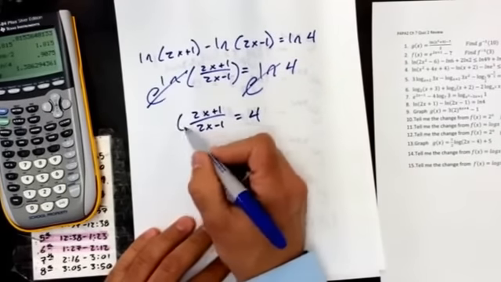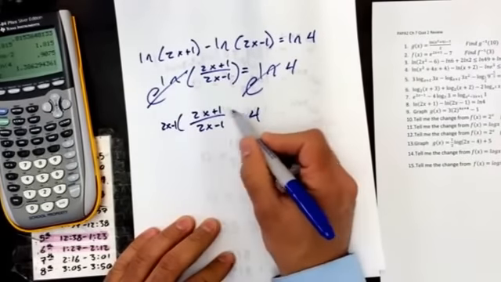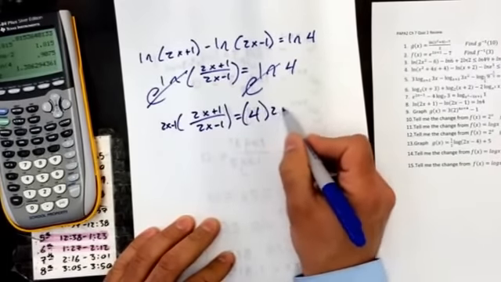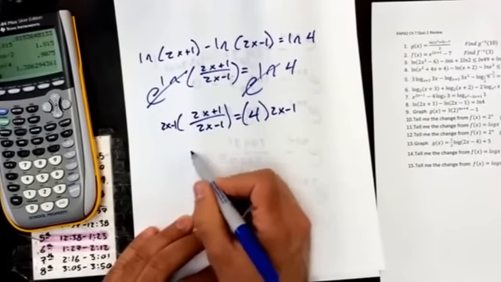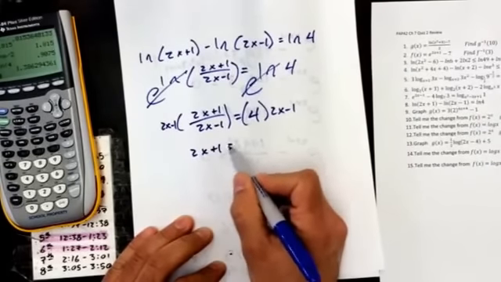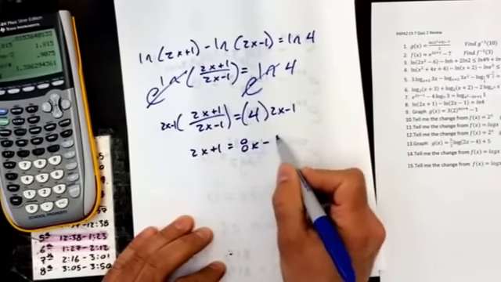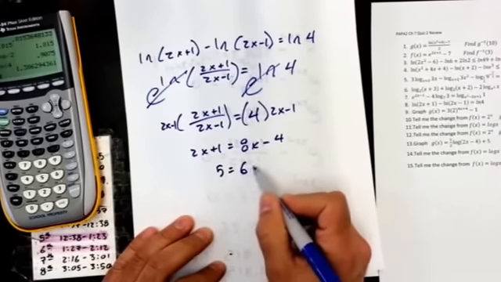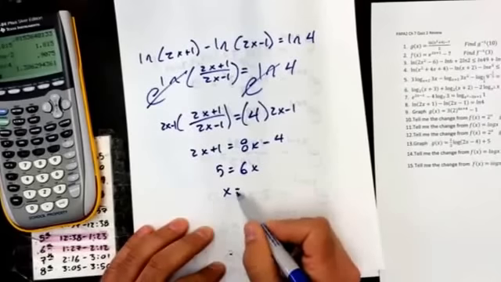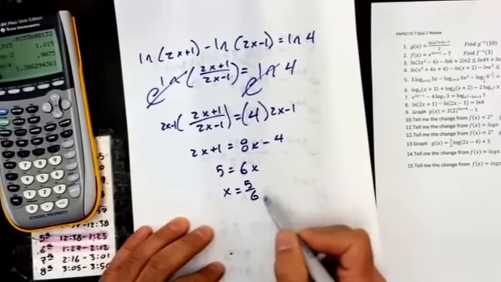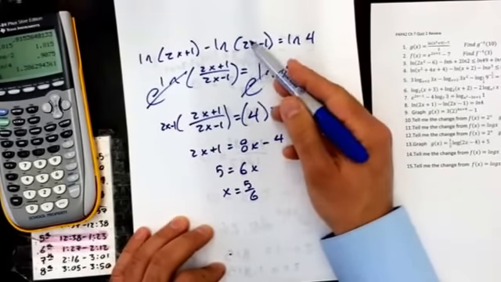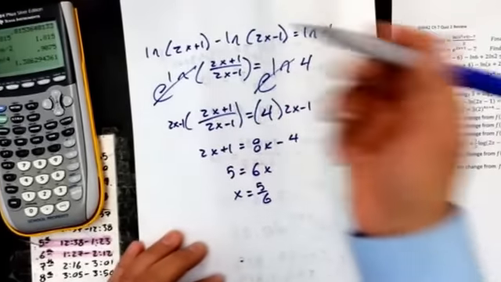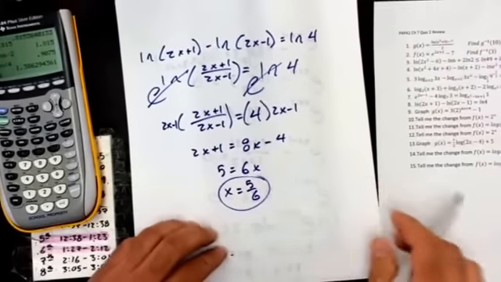Now I'm going to multiply by 2x minus 1. So this is going to give me 2x plus 1 equals 8x minus 4. Subtract the 2x and add the 4, so 5 equals 6x, and then divide by 6. x equals 5 over 6. Try that in here. 10 over 6. Yeah, that's positive, and that's positive. That's okay. So that's my answer.